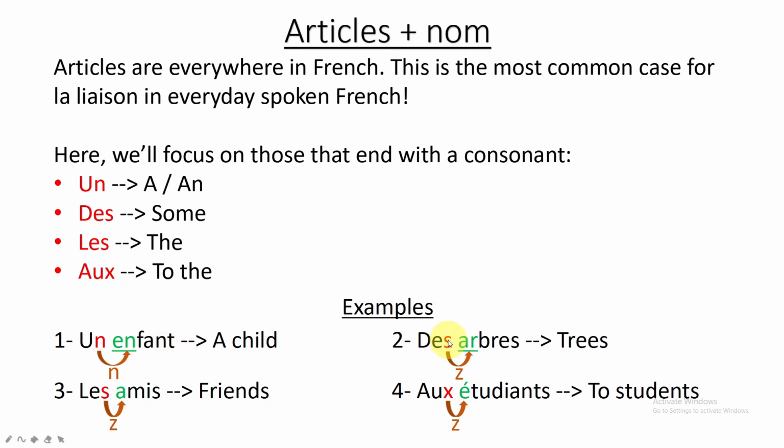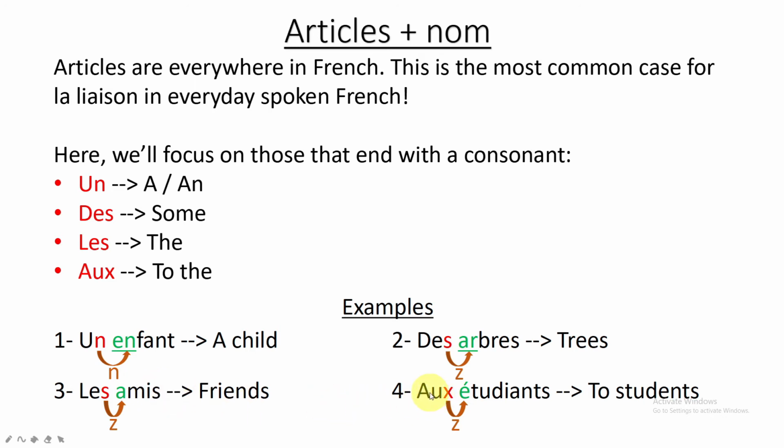In the second example, we have a silent S at the end of the first word, and the first syllable of the second word is AR. So they will create an abstract Z at the beginning of the second word. Des arbres. Third one, we have a silent S at the end of the first word and A at the beginning of the second word. So it will create an abstract Z. Les amis.